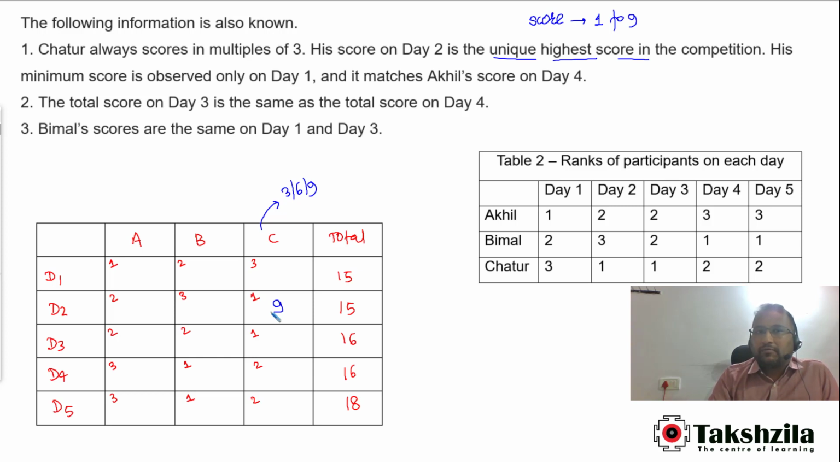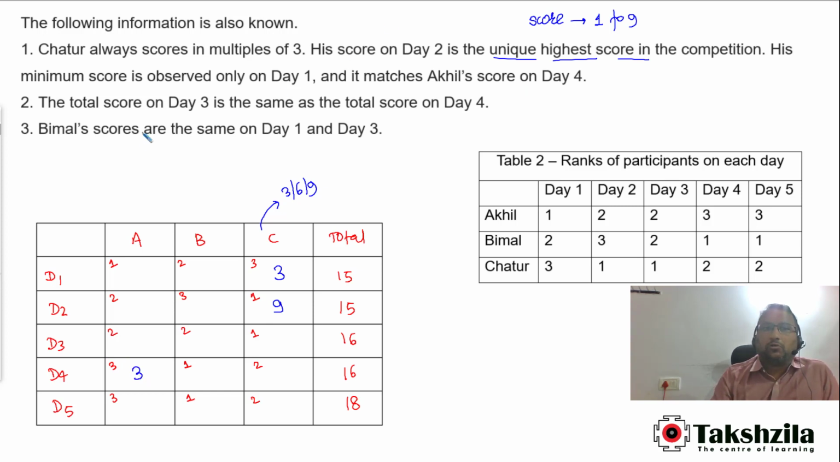After that, his minimum score is observed only on day 1. His minimum score, can it be 6 over here? If it is 6, then the remaining two numbers will be 9, so he cannot be rank 3 in that case. So the minimum score for Chatur is going to be 3, which is on day 1. And it matches Akhil's score on day 4. On day 4, Akhil is going to score 3.